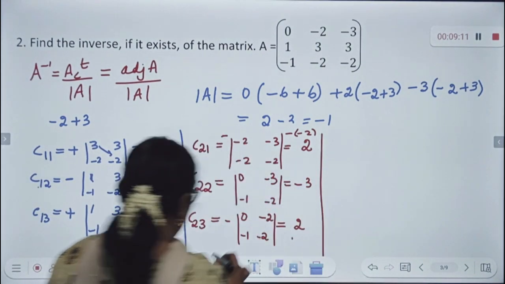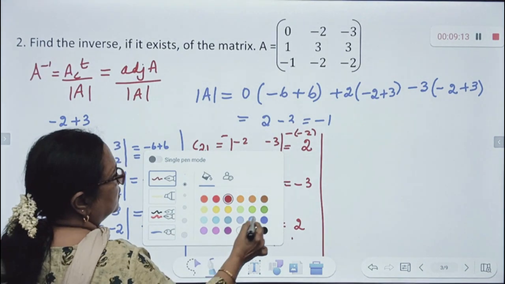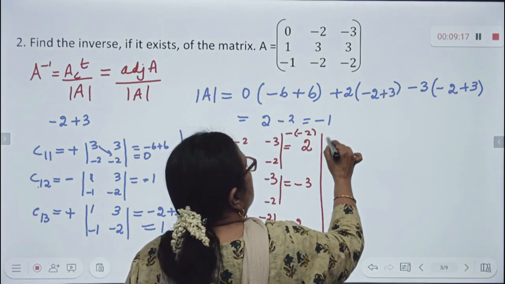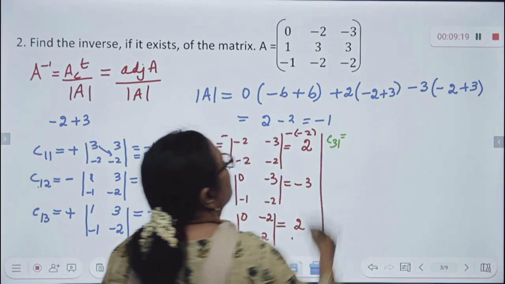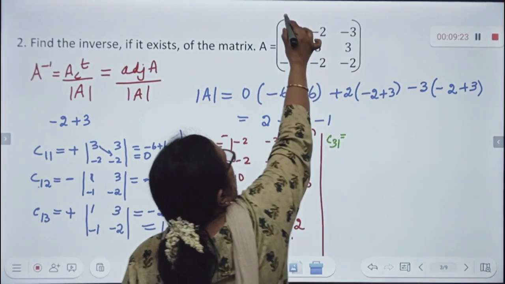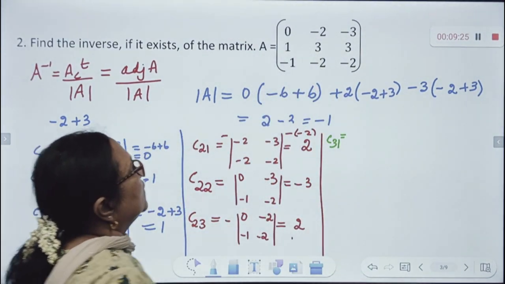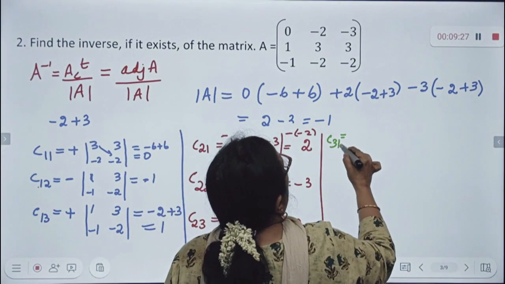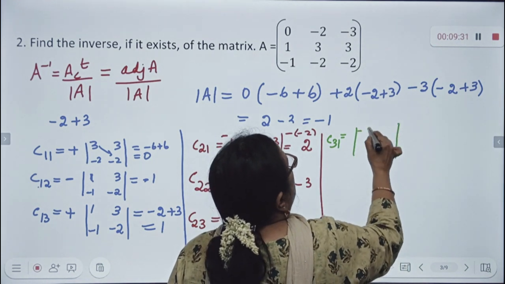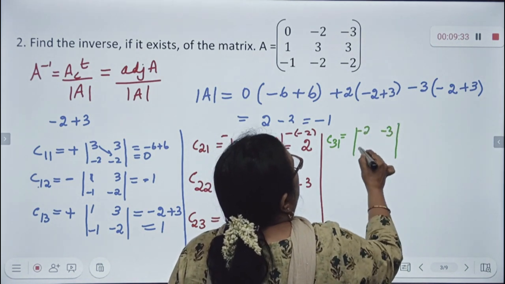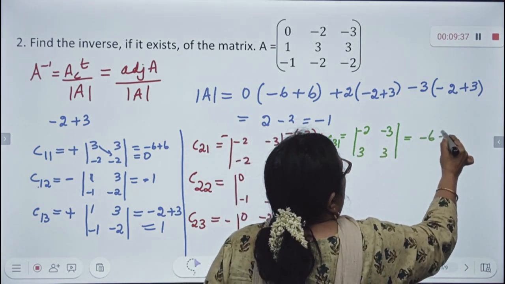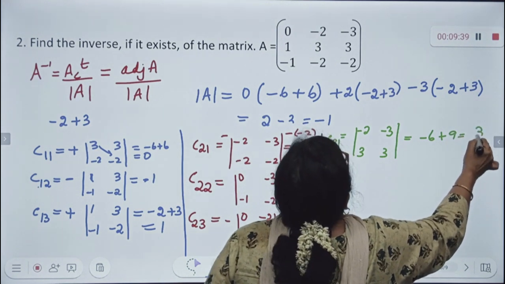Then I'll use one more color. What will be C31? C31 will be third row, first column. So I don't have to change the sign. I have to find the value of minus 2, minus 3, 3, 3, which is minus 6 plus 9, which is 3.